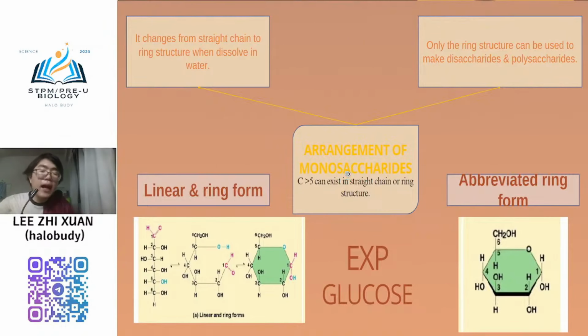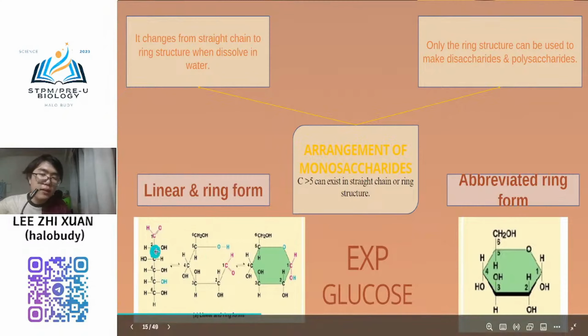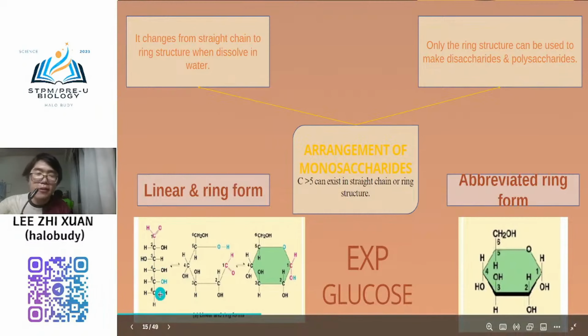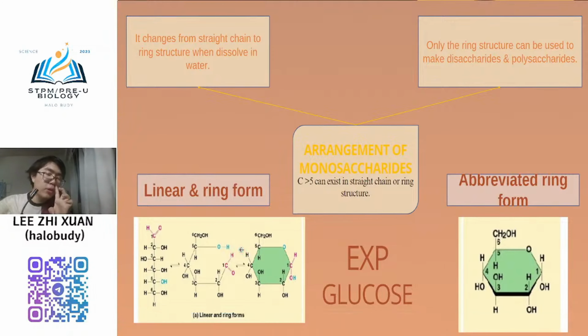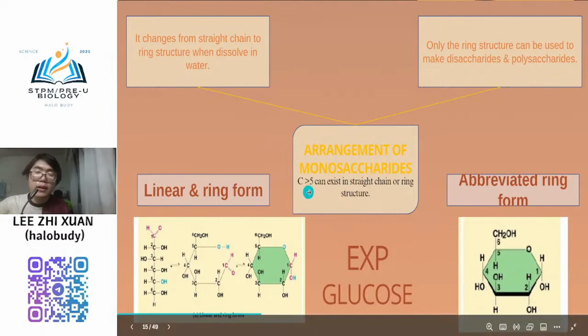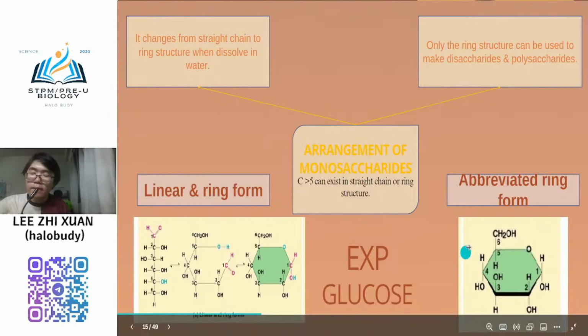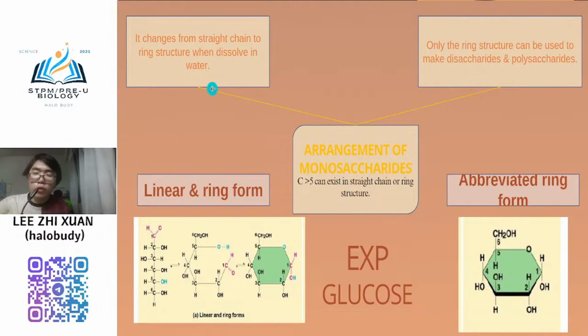Just now you saw that it is in the linear form. This is the basic chemical structure that you draw in your SPM, right? In SPM you draw like this. But actually, all sugar molecules, the monosaccharides, especially those with carbon number 5, 6, 7, can form a ring structure like this. That is why you see this. They can form a ring structure when they dissolve in water.